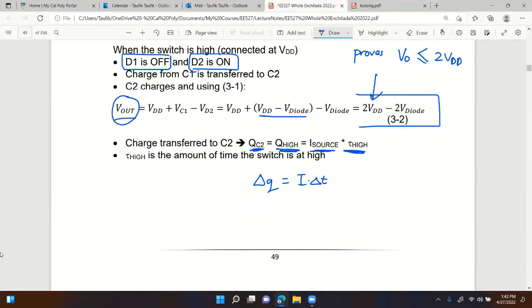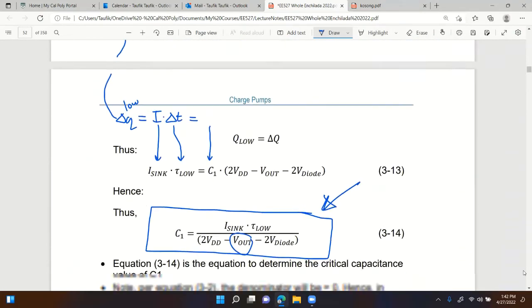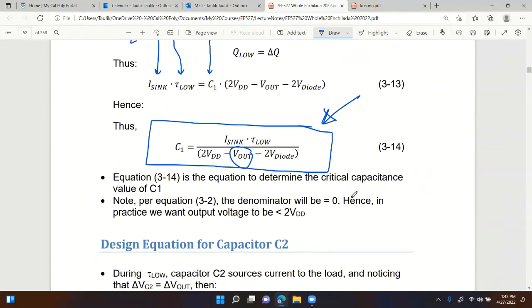Yeah, right here. You see the V out equation right there? V out is equal to 2 VDD minus 2 V diode, right? So let's plug V out into the last equation that we derived, 2 VDD minus 2 V diode. What happens if I replace it with 2 VDD minus 2 V diode? What's going to happen with the numerator? It's going to be equal to 0, isn't it?